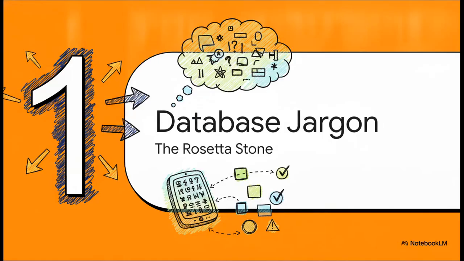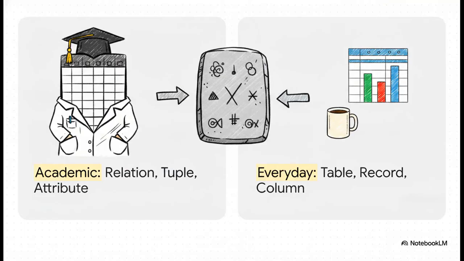Section 1. The Rosetta Stone of Database Jargon. So, database theory kind of suffers from a bit of an identity crisis. We have multiple, highly intimidating words for the exact same concepts. But don't worry, here is your Rosetta Stone. Take a good look at how these terms line up.